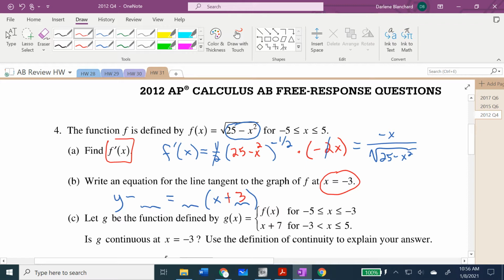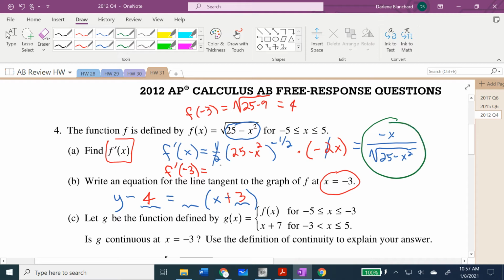I need to know the y coordinate that goes with that x coordinate, and I'm only going to do that if I plug -3 into my f function. So I've got square root of 25 minus 9 is the square root of 16, and that gives me 4. Then I need to find the slope, and the slope value is for f prime, also at -3. So I'm going to plug that in, and that gives me +3 over that same square root I was just looking at that got me the answer of 4.